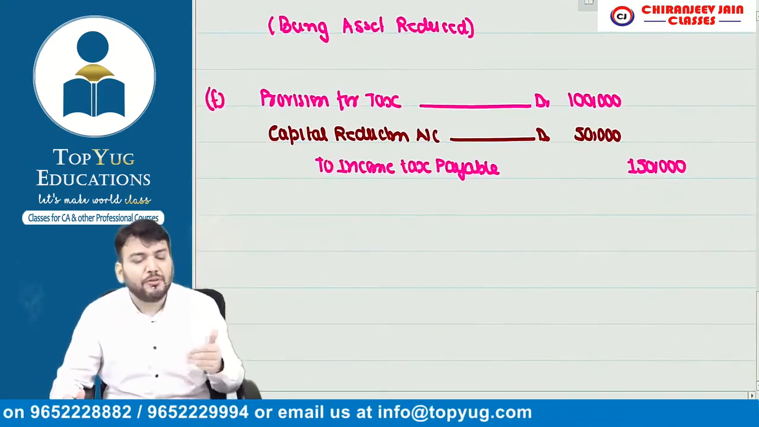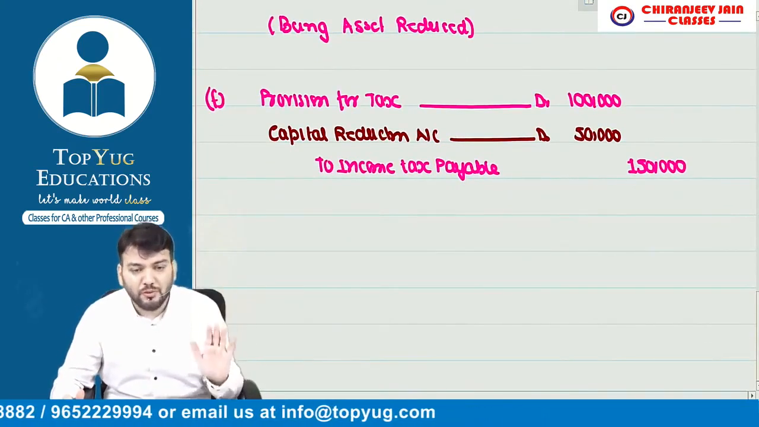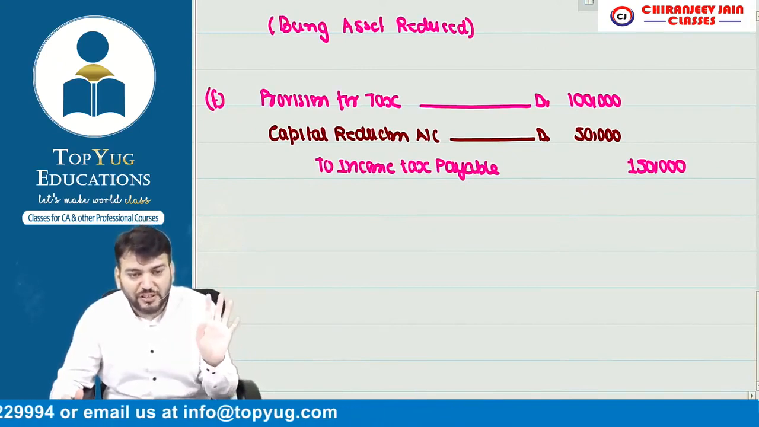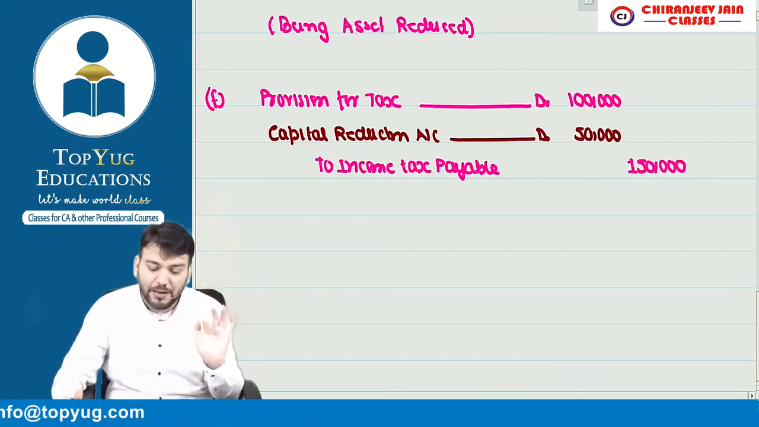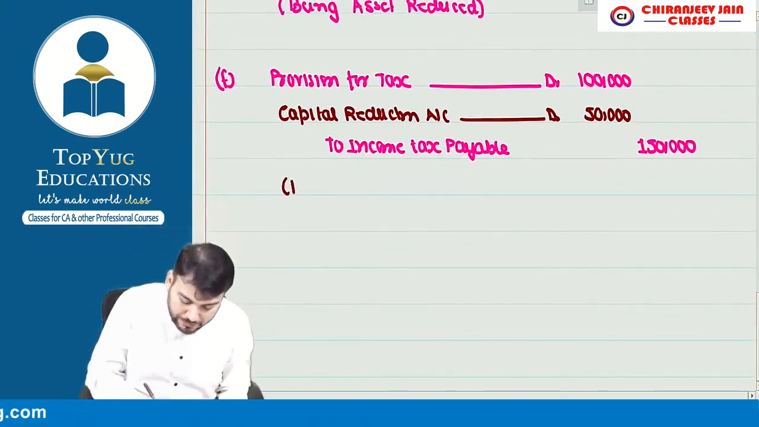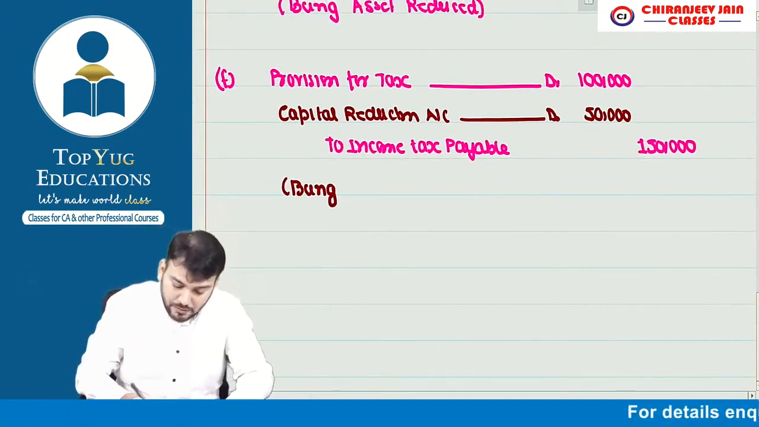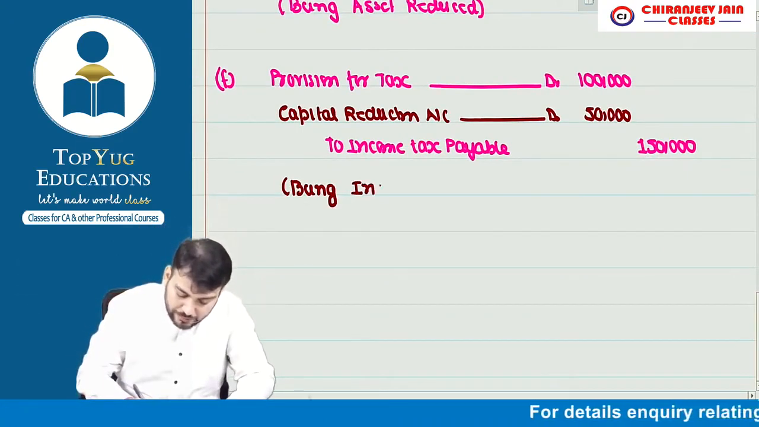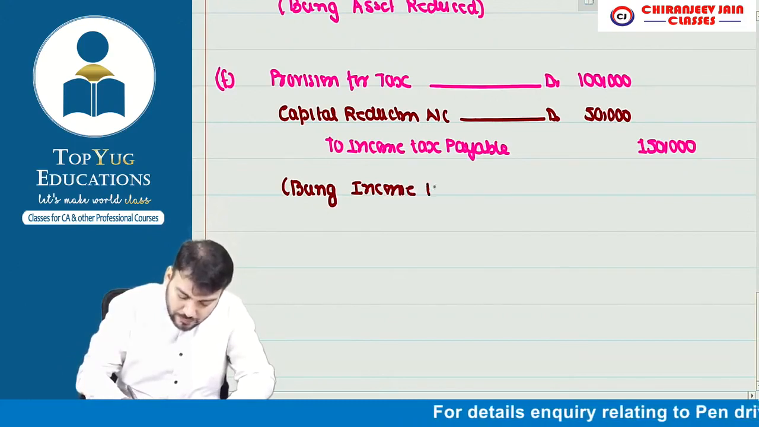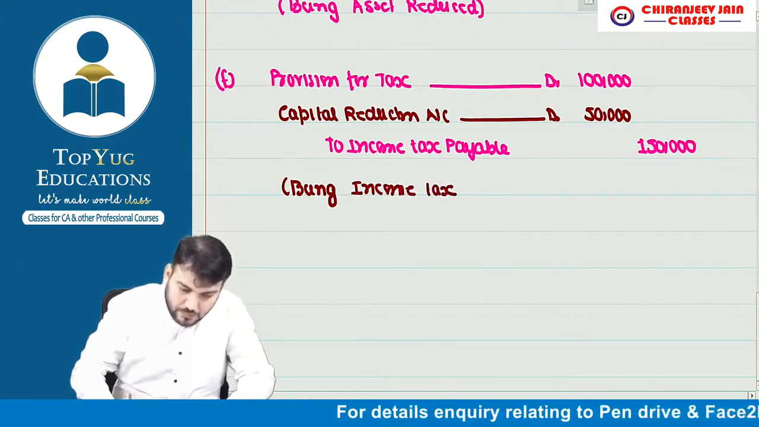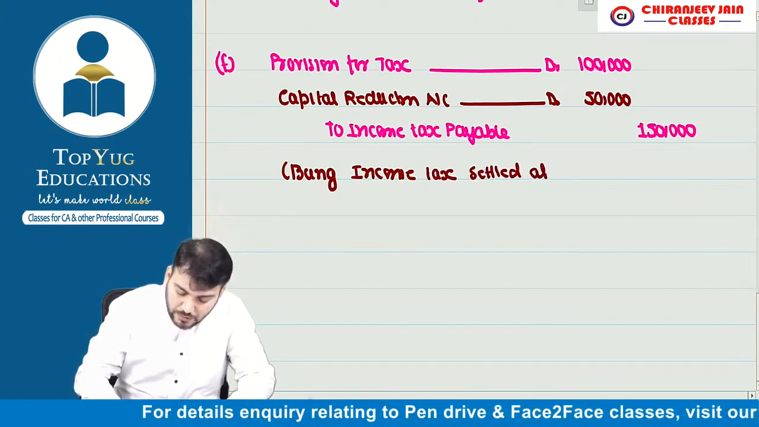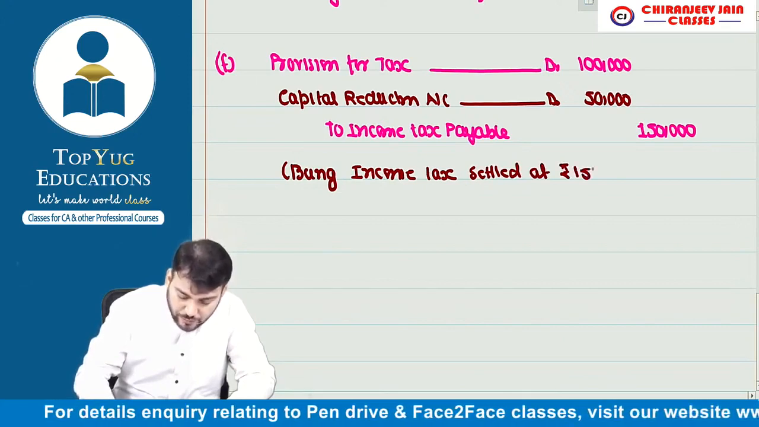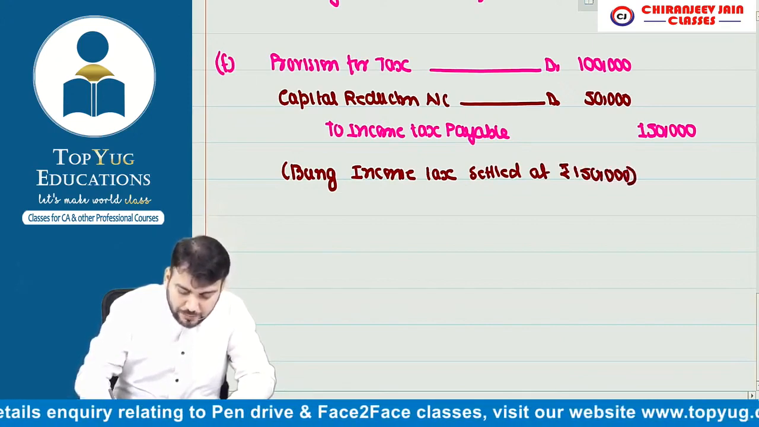Correct. So I will say if the question has not informed you about payment, we will wait for the payment. We will not pass any journal entry for payment. It will be written on the liability side as income tax payable. Correct? Yes, sir. So the narration: being income tax settled at rupees 1,50,000. Yes, sir.